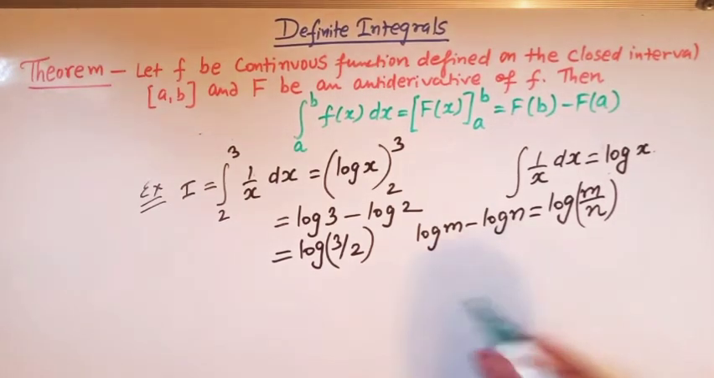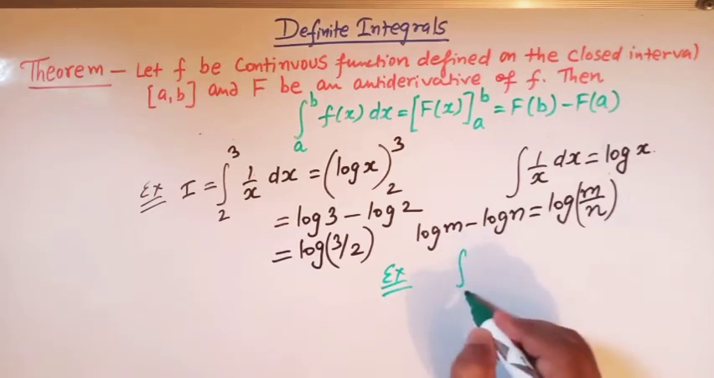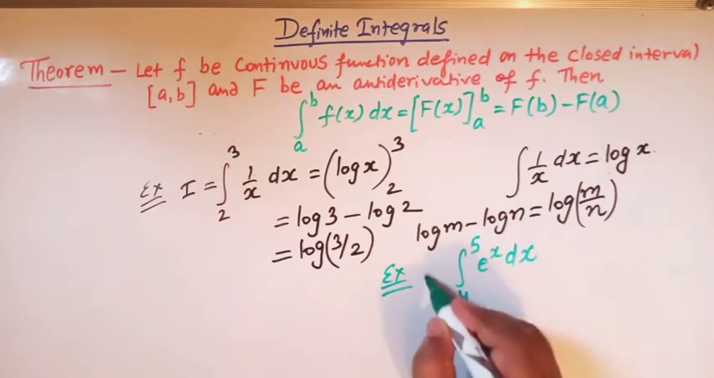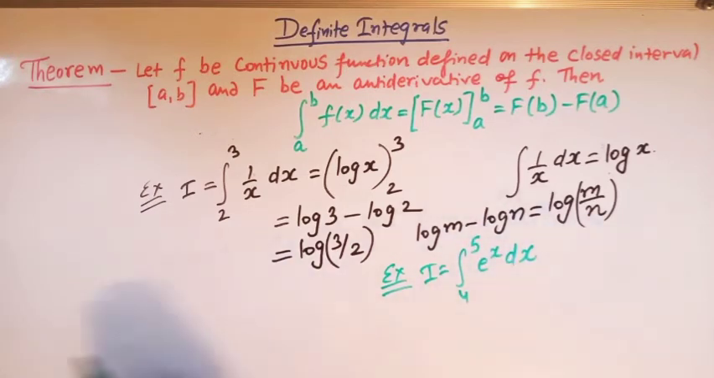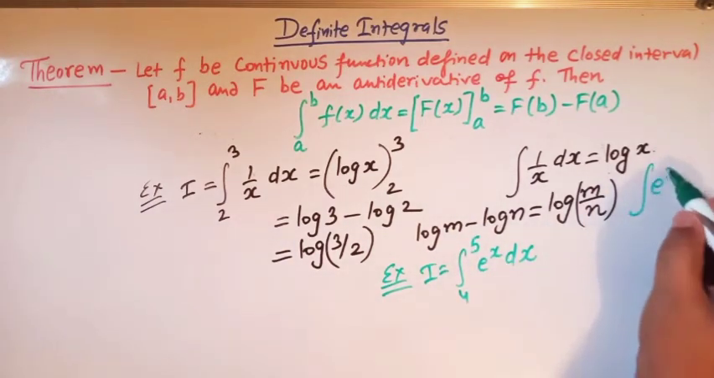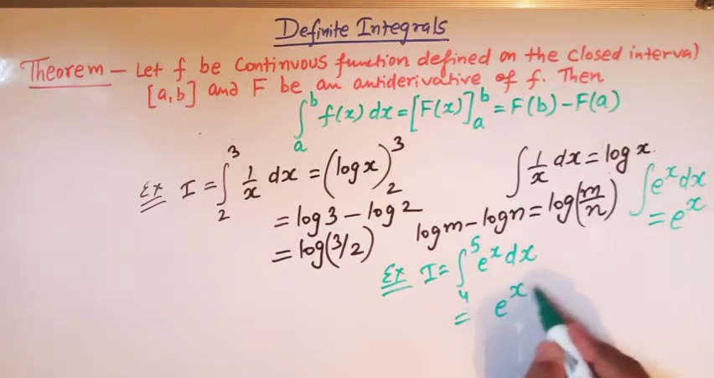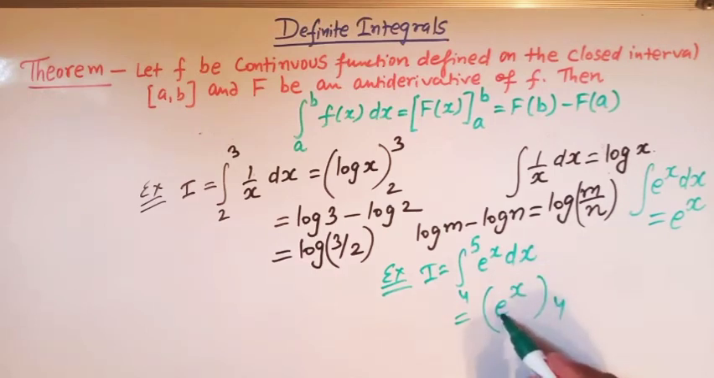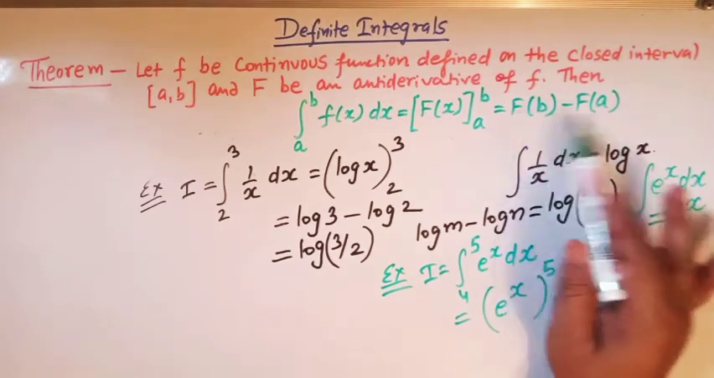Now let me take one more example. Suppose we have to find the integral from 4 to 5 of e raised to x. Let us call this integral I. So what is our first aim? Our first aim is to find the indefinite integral of e raised to x, which is e raised to x. Then we have to find the values of e raised to x at 4 and 5, and then we will subtract them.